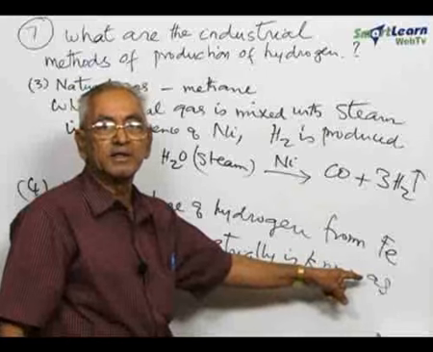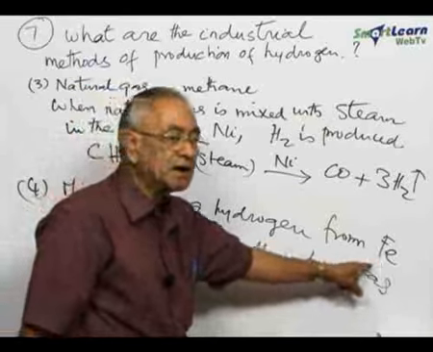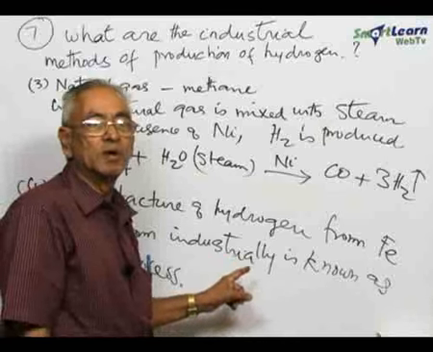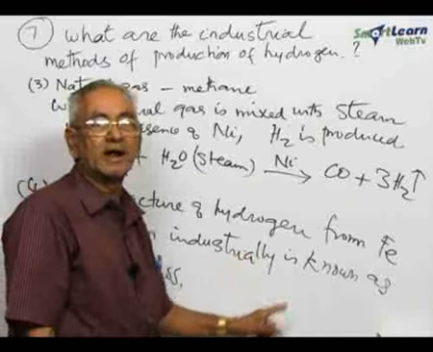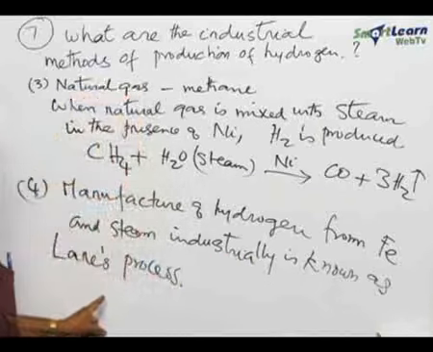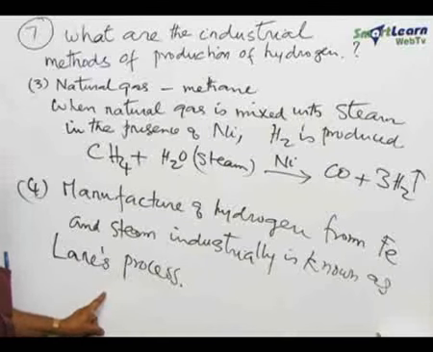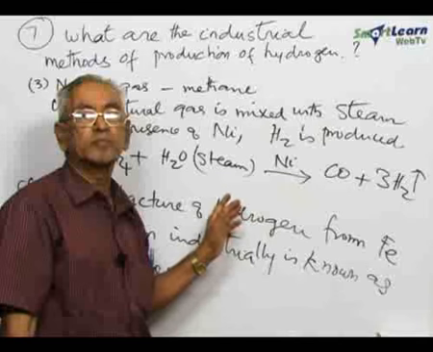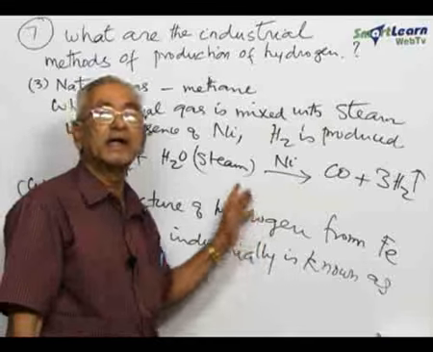Then of course, another industrial method of preparation of hydrogen is from iron and steam. Red hot iron and superheated steam will form iron oxide, liberating hydrogen. That process has been referred to as the Lane's process. So these are all the few important methods of manufacturing hydrogen on the industrial scale.